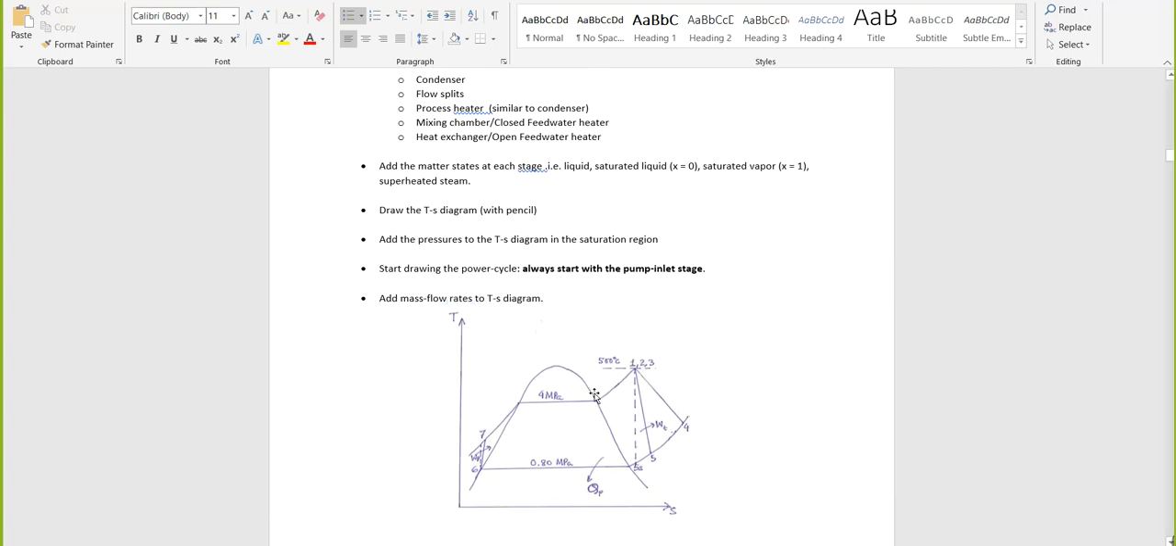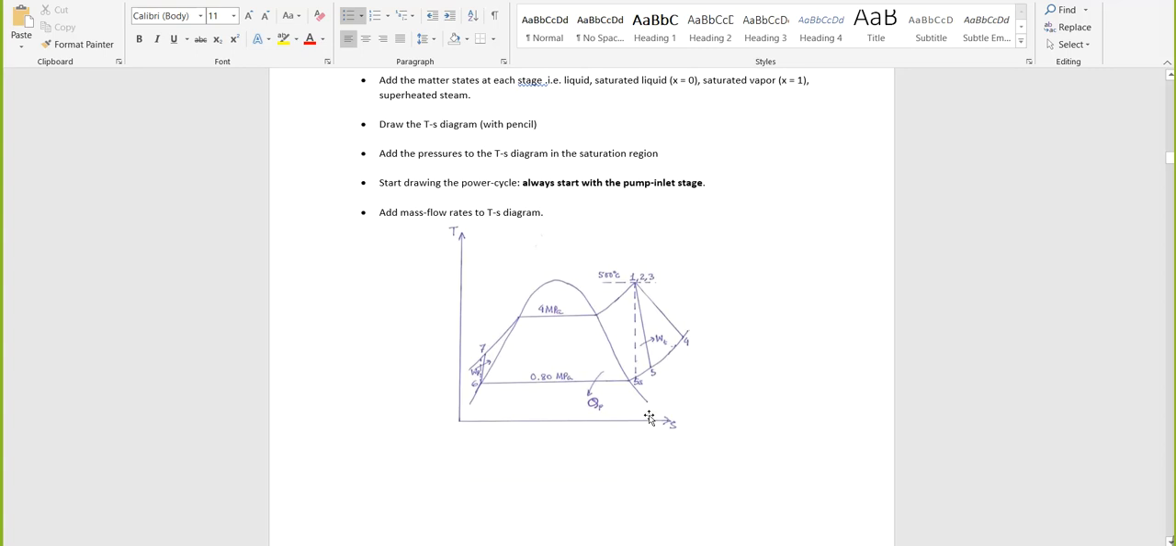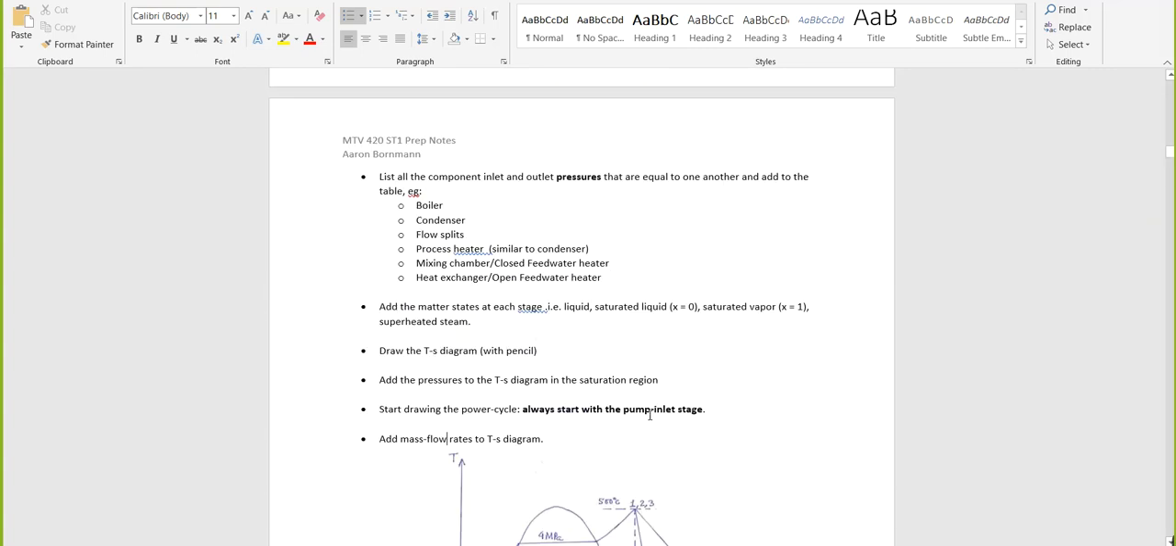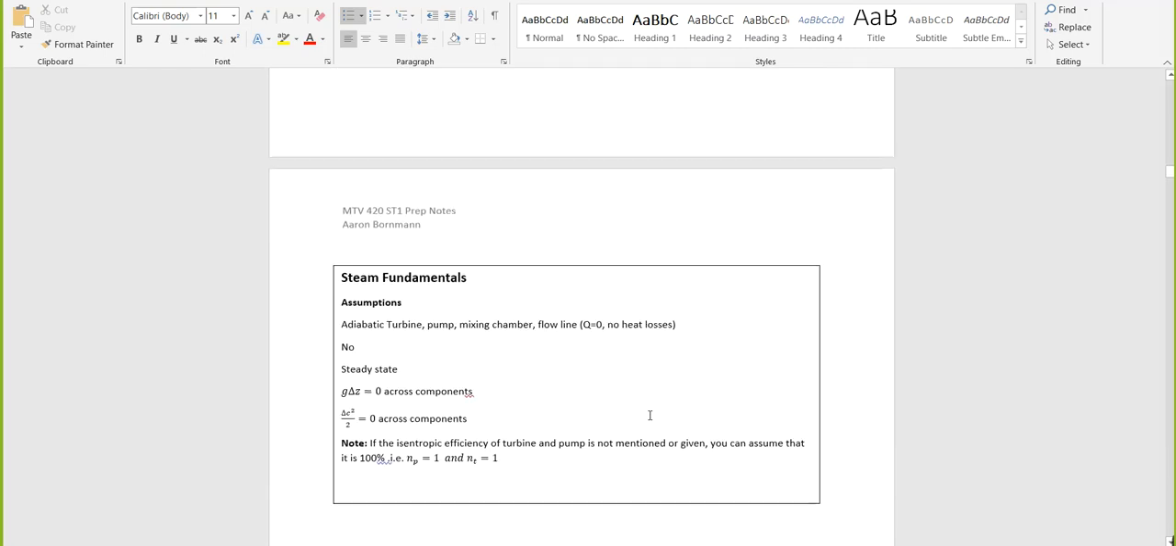Generally it's not shown here, but generally we add the mass flow rate. If the mass flow rate does split up, then you just add the mass flow rates to the system. Okay, but this is just an explanation. Let's actually do a question together.